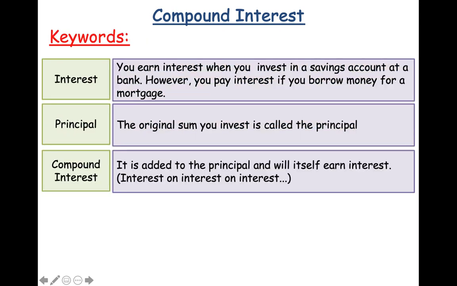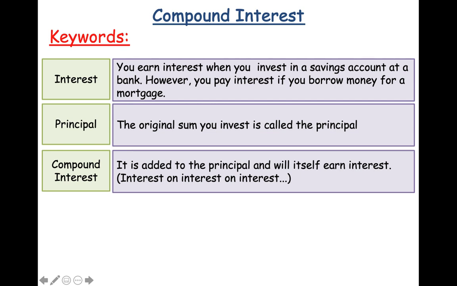So a couple of key words. Interest. You earn interest when you invest in a savings account at a bank. However, you pay interest if you borrow money for a mortgage, for example, or for a car. Principal: the original sum you invest is called the principal. And compound interest is added to the principal and will itself earn interest. So basically you earn interest after every new amount that's added in.